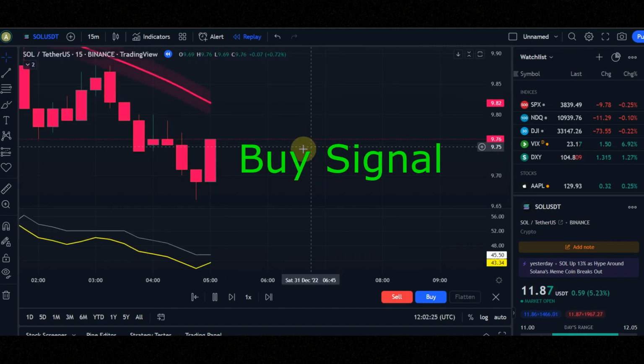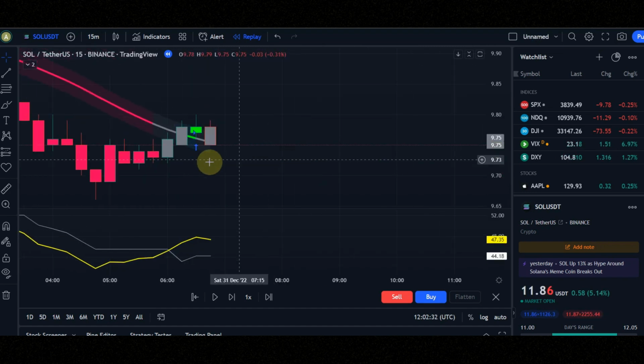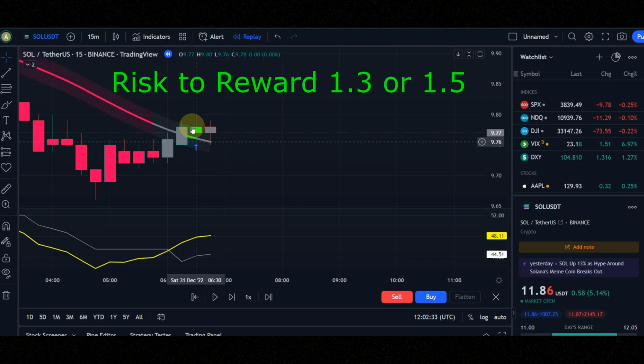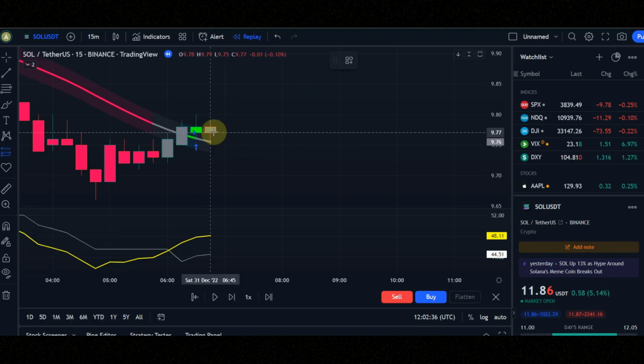These are the conditions for entering a buy position. Condition number 1, when you see blue arrow, check the candle must be green. Condition number 2, ribbon must be green. Condition number 3, yellow line must cross the white line to up. Set risk to reward to 1.3 or 1.5. Now let's see the result together.